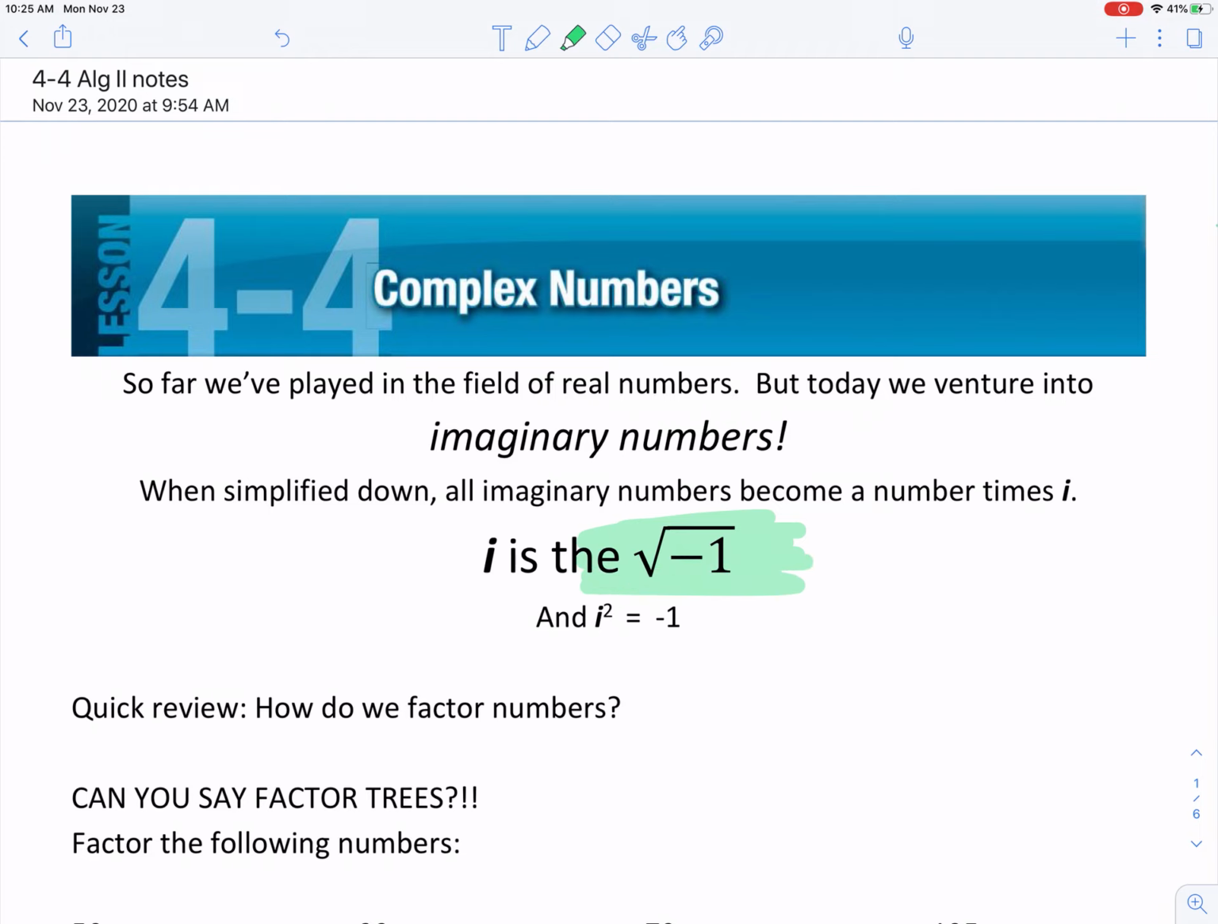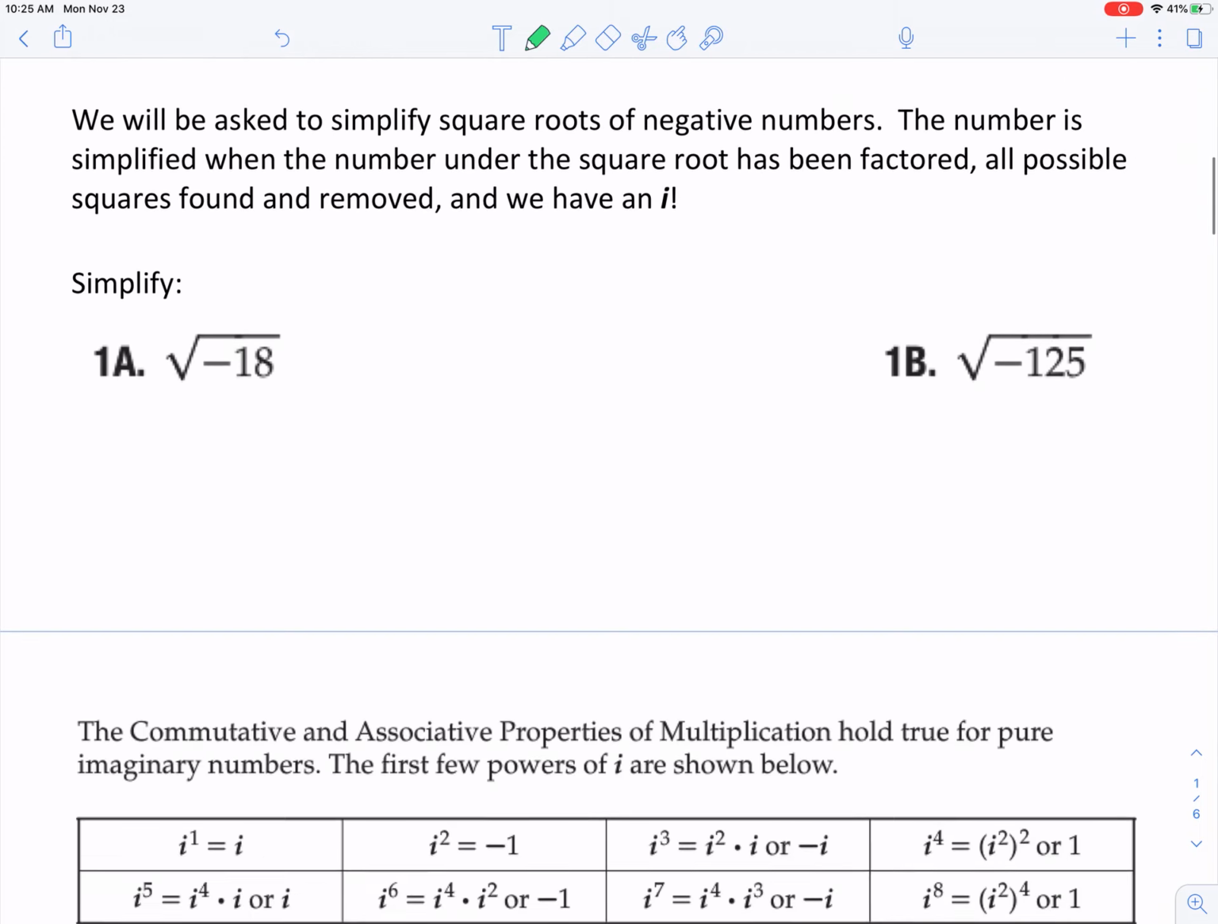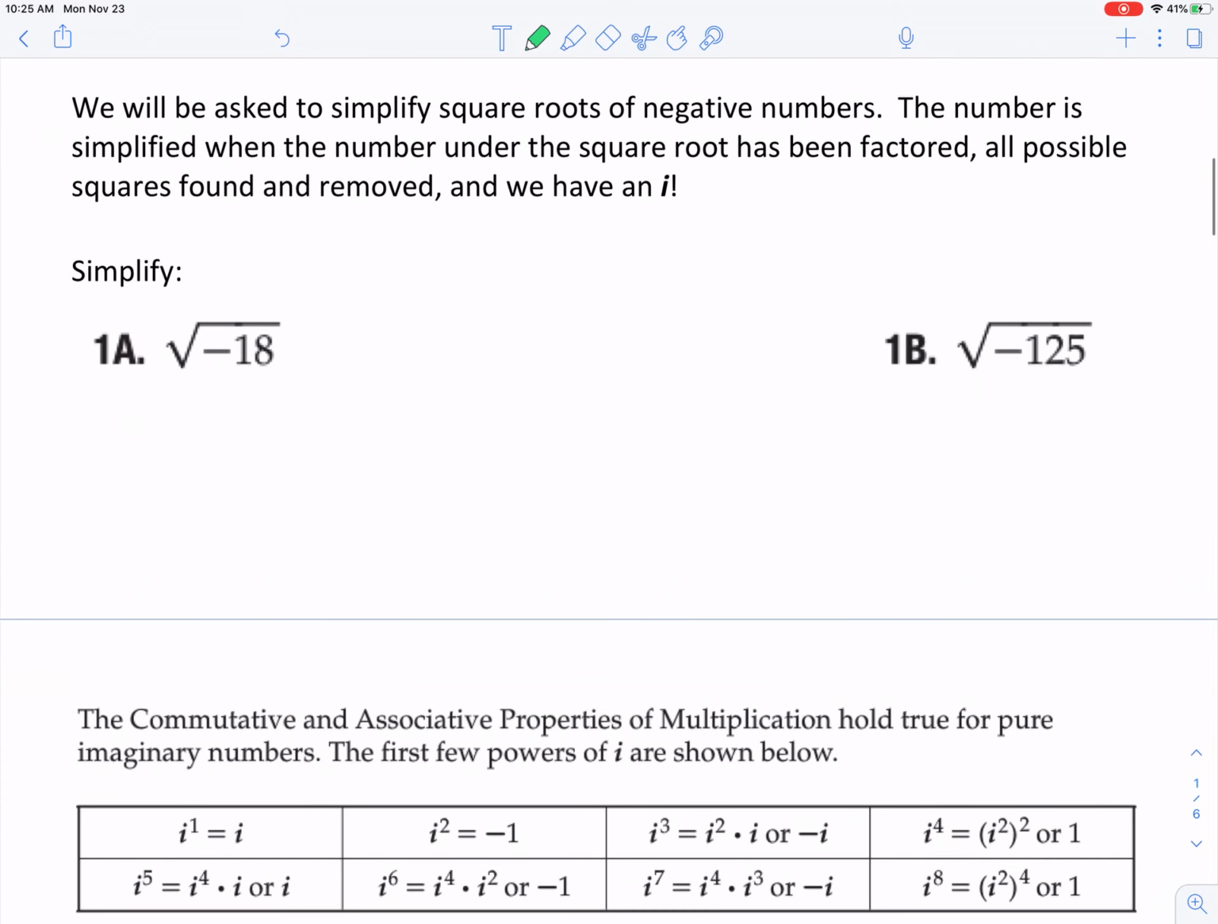When I simplify that all the way down, the square root of -1 is going to be written with this i. So anywhere you see i, that's going to mean the square root of -1. So let's hop down and start with some examples.